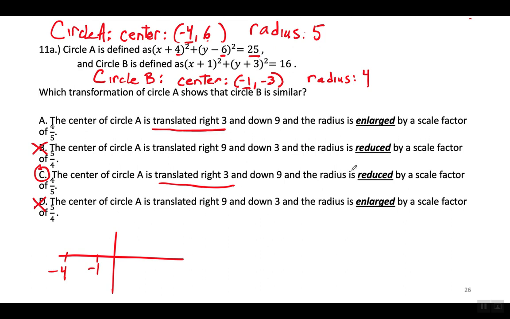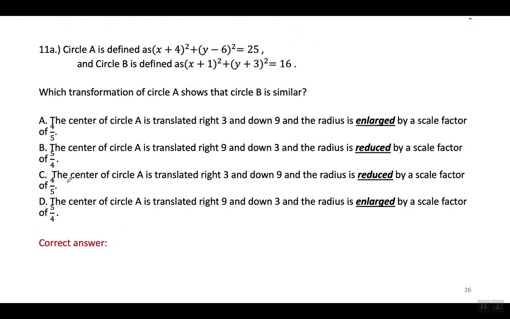And just to take it one step further, if you go from 5 to 4, that means you're multiplying it by 4 over 5, so that these 5s cancel out and your answer would be 4, which is what it says here, that you're multiplying by a scale factor of 4 over 5. So the correct answer is C.